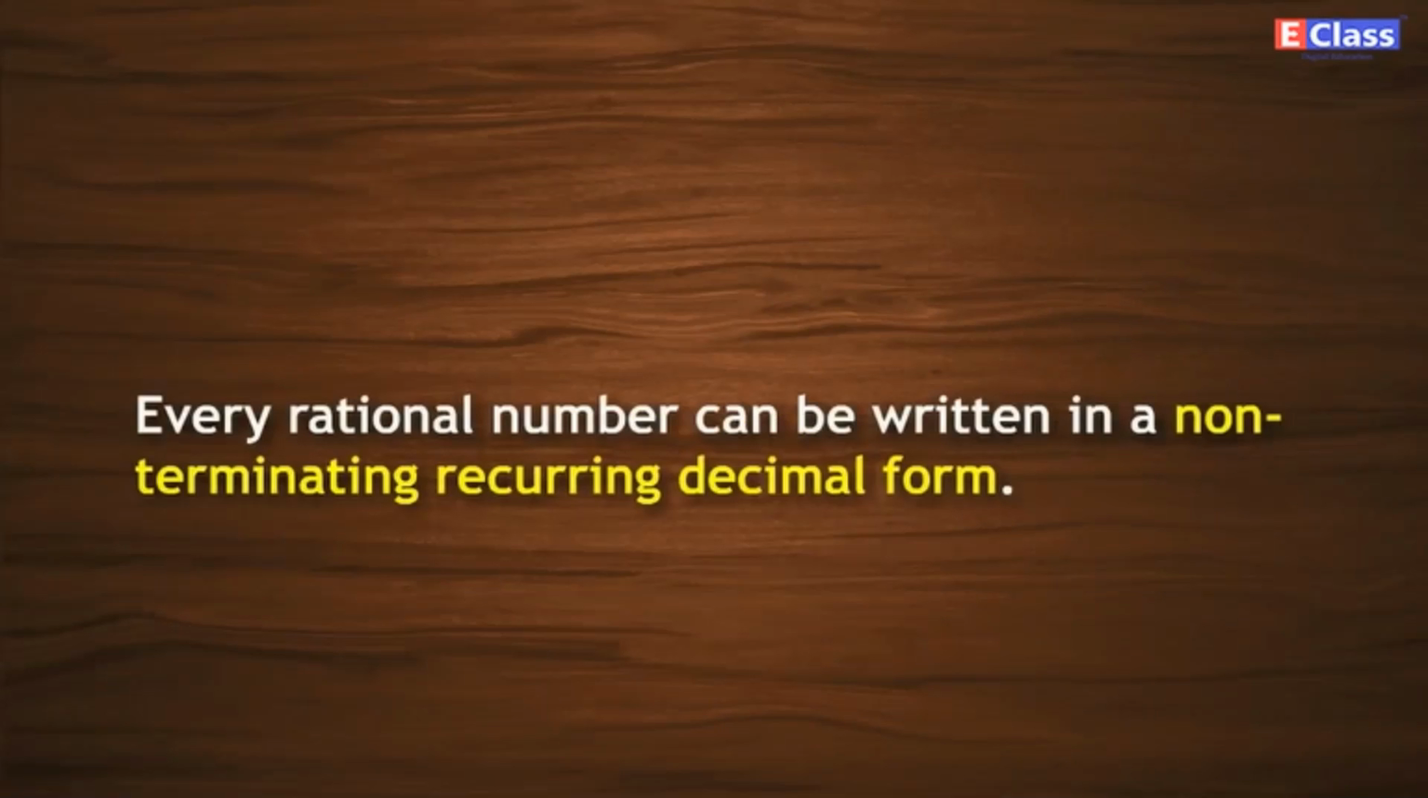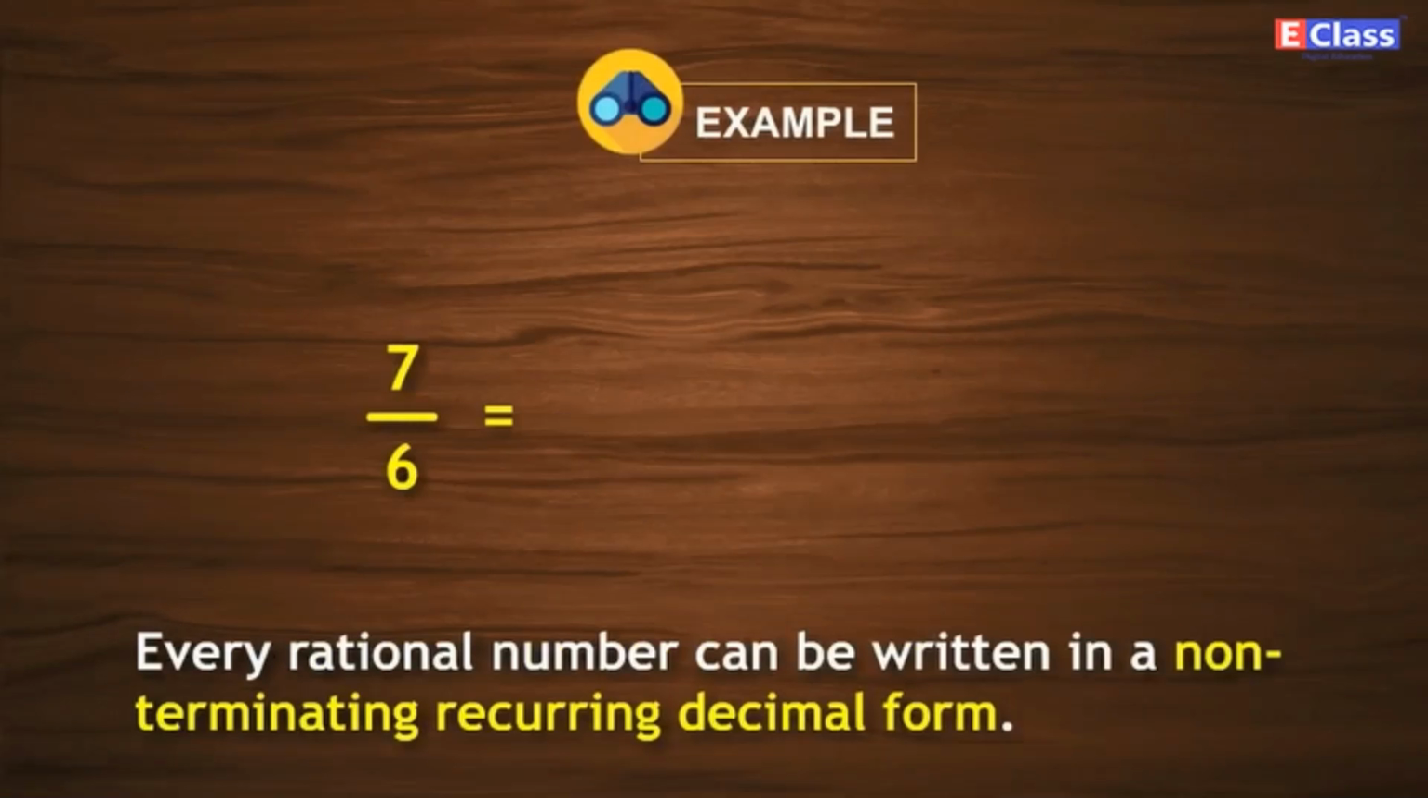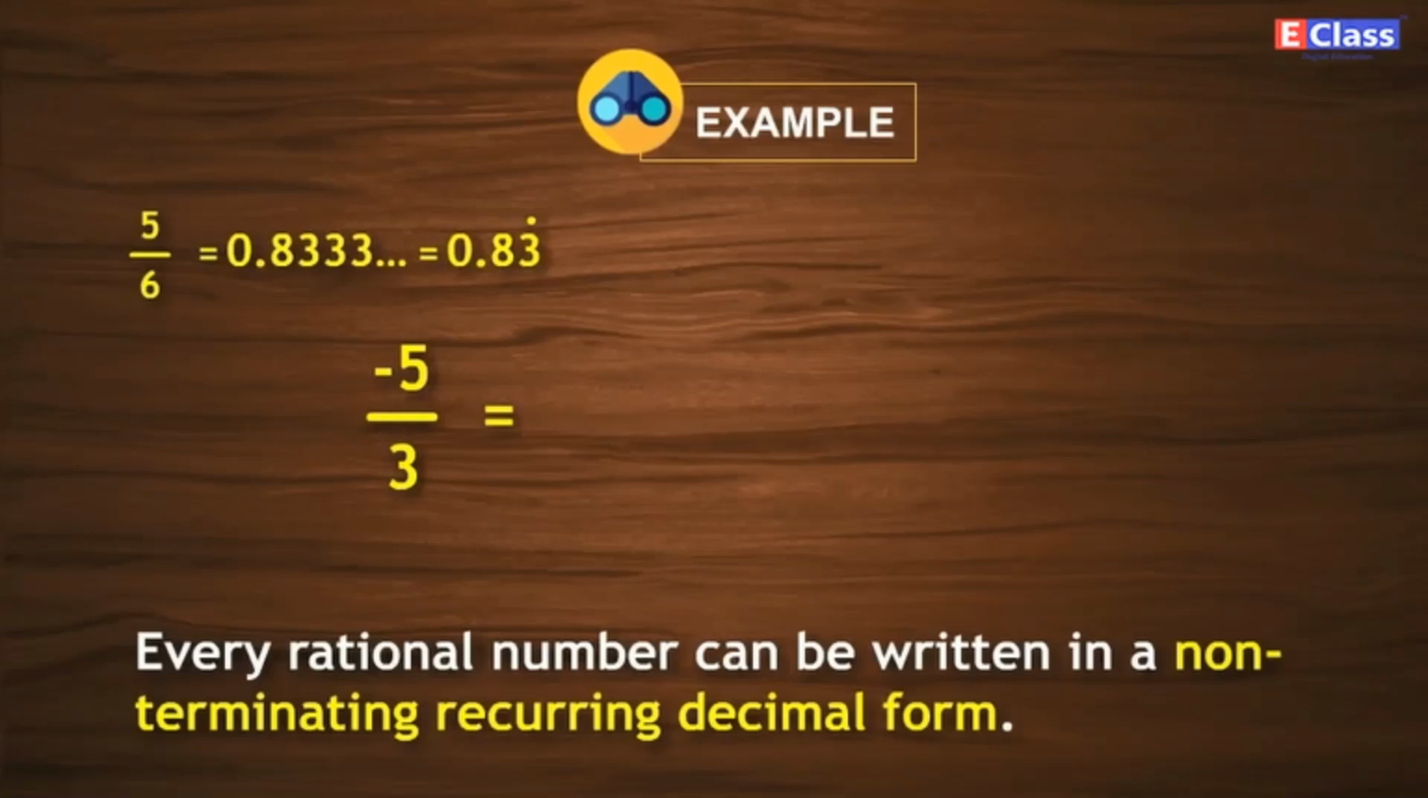We know that every rational number can be written in a non-terminating recurring decimal form. For example, 1. 7 by 6 is equal to 1.1666, which is equal to 1.16 dot. 2. 5 by 6 is equal to 0.8333, which is equal to 0.83 dot. 3. Minus 5 by 3 is equal to minus 1.666, which is equal to minus 1.6 dot.